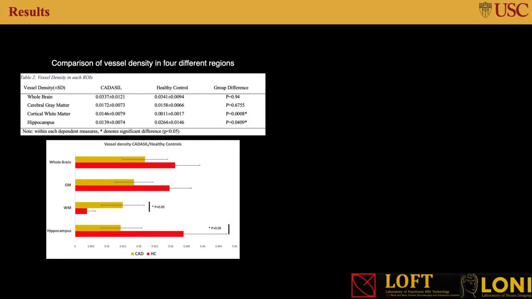This left figure shows the result of the 2-sample t-test of vessel density in the 4 ROIs. As a result, significantly higher vessel density was found in the hippocampus of the healthy controls compared to the patients. And although the differences did not reach statistical significance, higher vessel density was also found in the gray matter and the whole brain. Interestingly, significantly lower vessel density was found in the cortical white matter of the healthy controls, presumably attributable to the compensatory vessel dilation in the CADASIL patients, which is oftentimes reported in the literature.